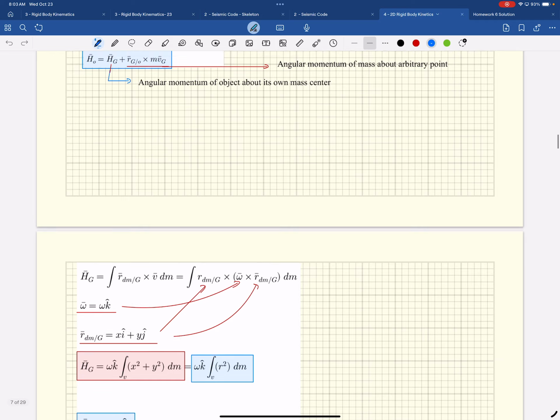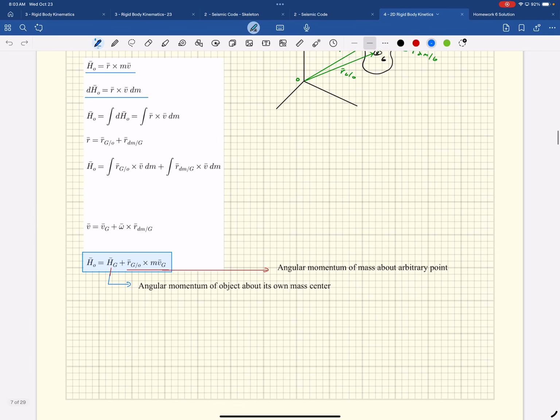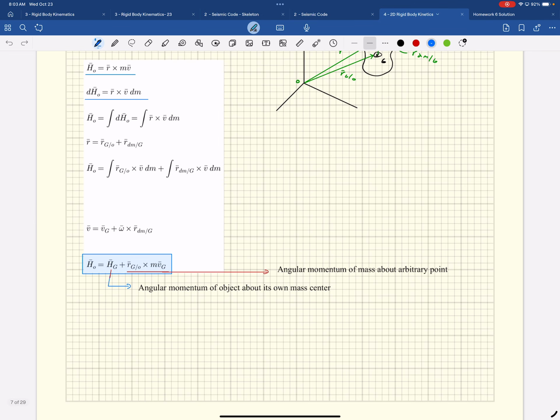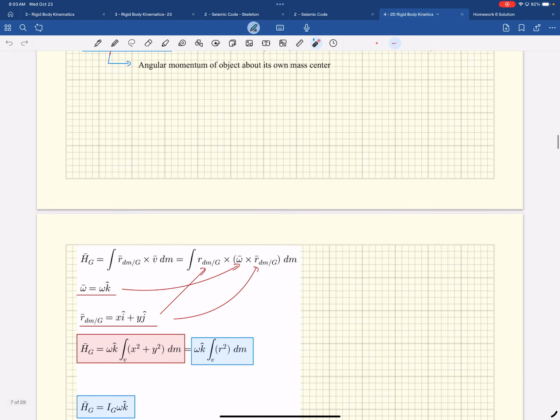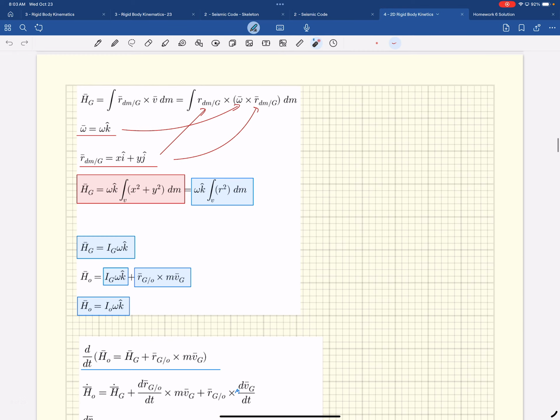A couple key highlights that came out of it: when we talk about the angular momentum of an object, we look at the angular momentum of the object about its own mass center, and then we add on to it the mass center's angular momentum about some arbitrary point. You would have both of those things. It would have multiple components to it. We then took that and threw them into this equation, and then constrained it to the x and y direction.